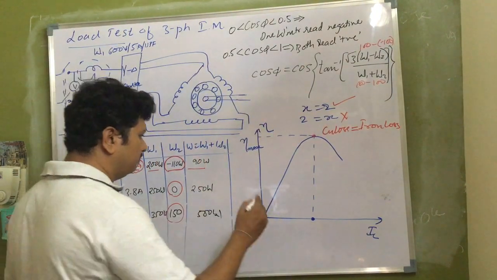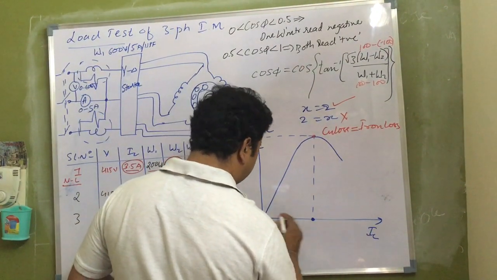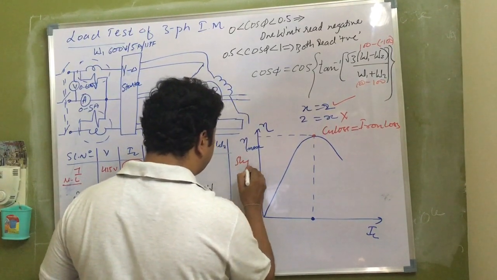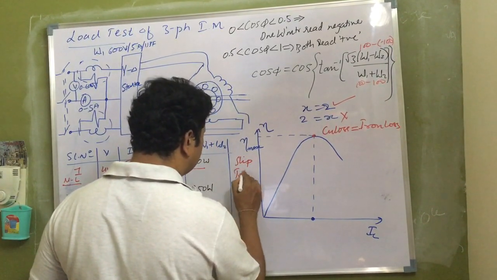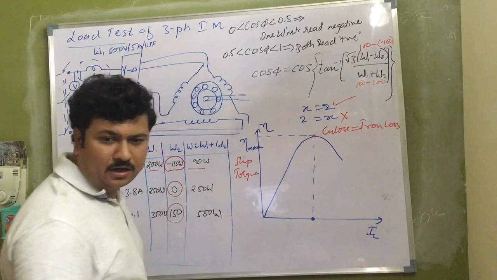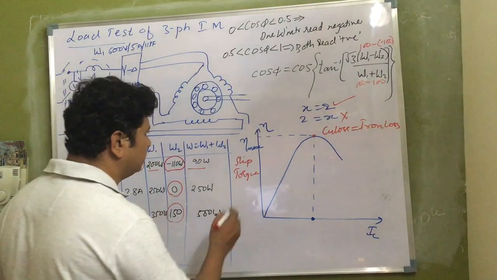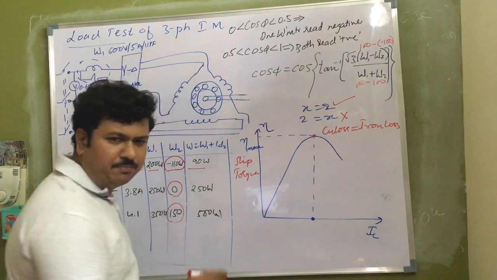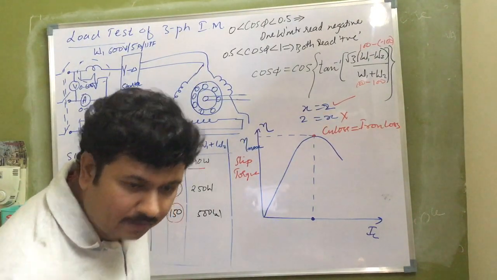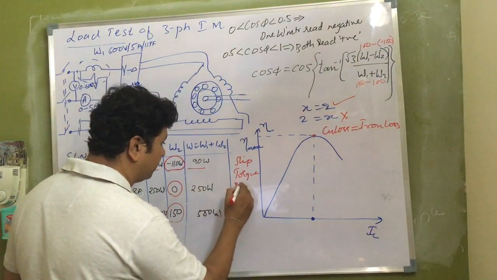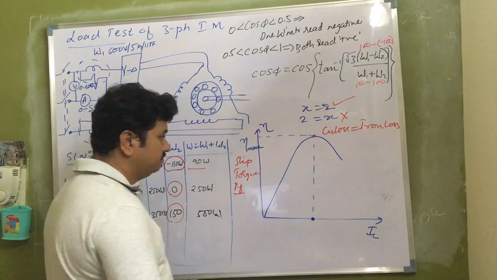You can call slip, torque. And one more curve is, I think, efficiency. Efficiency, slip and torque versus P out. Okay, power factor, which is important. I want to discuss this.